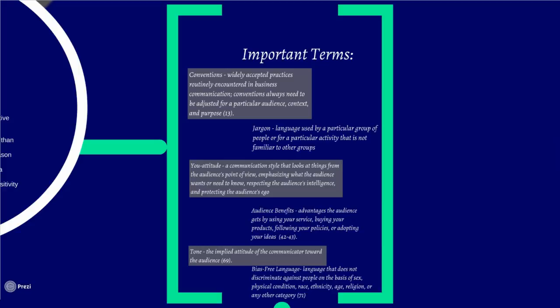We talked about you attitude. We talked about highlighting audience benefits. So again, you want to review these things. They're very significant and important from our first reading this week. We talked about tone. Tone is the implied attitude of the communicator toward the audience. We want to keep this in mind always.